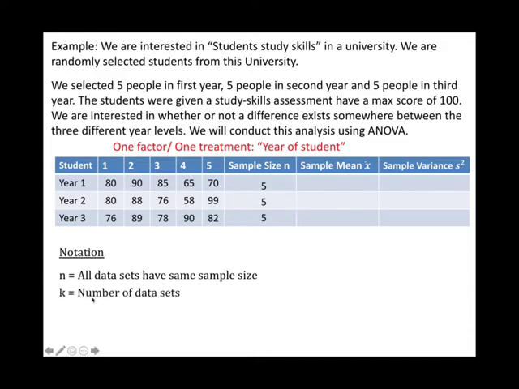Okay, K represents the number of data sets. So it means how many populations do we have? So we have 1, 2, 3. So my K will be equal to 3 in here.